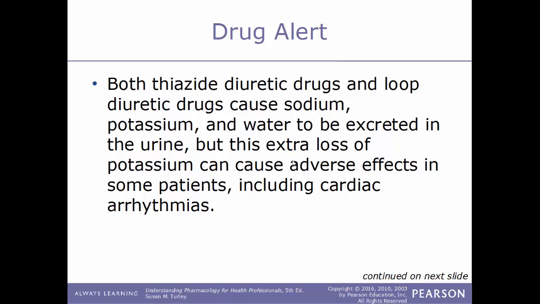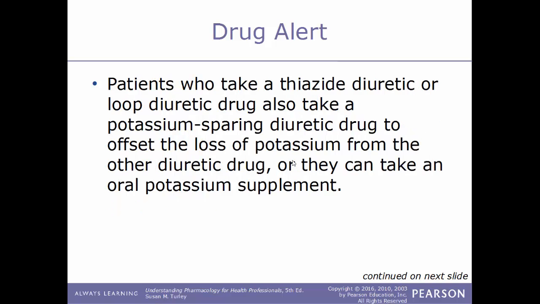Both the thiazides and the loop diuretics can cause sodium, potassium, and water to be excreted in the urine, but this extra loss of potassium can have some adverse effects on some patients. Some of these effects can include cardiac arrhythmias. So patients who take a thiazide diuretic or a loop diuretic will also take a potassium-sparing diuretic drug to offset that loss of potassium, or that patient could take an oral potassium supplement.